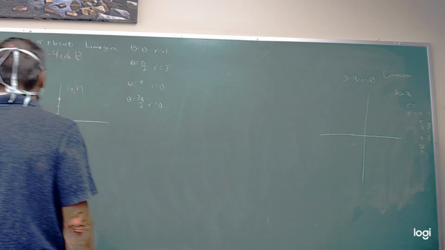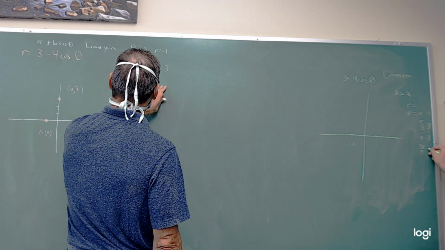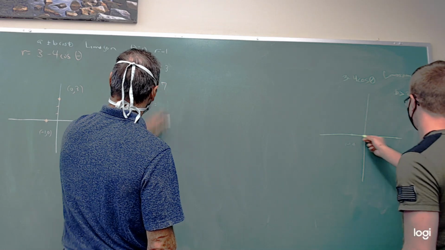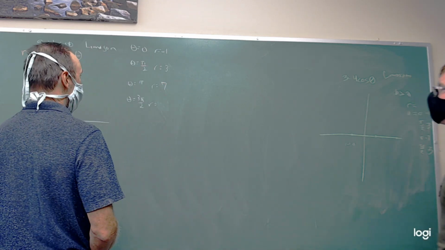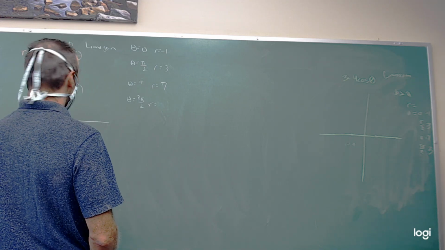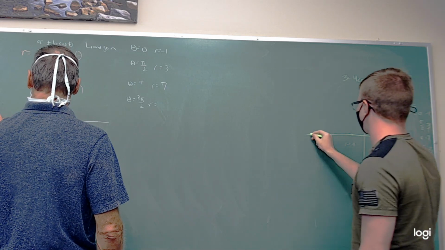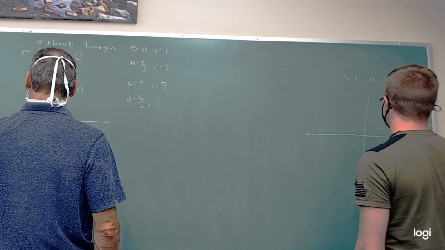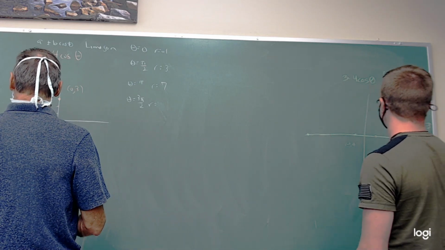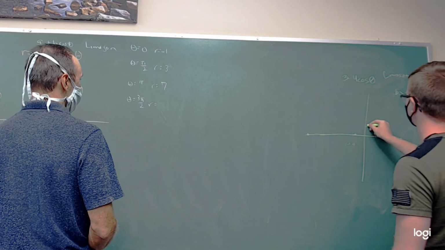At pi, cosine is negative 1, so it's going to become 7 instead of 0 here. r should be 7. So pi will be all the way over at 1, 2, 3, 4, 5, 6. We'll label it in rectangulars as negative 7, 0.